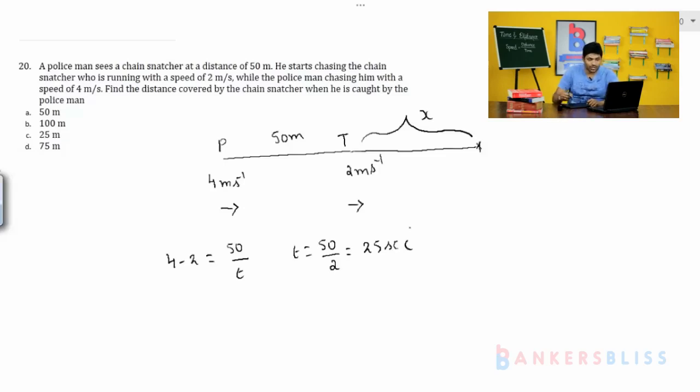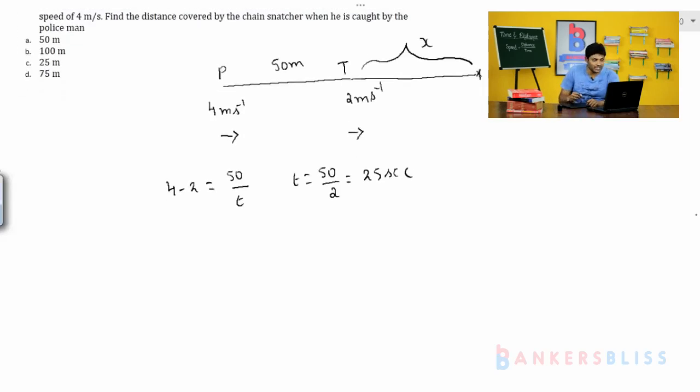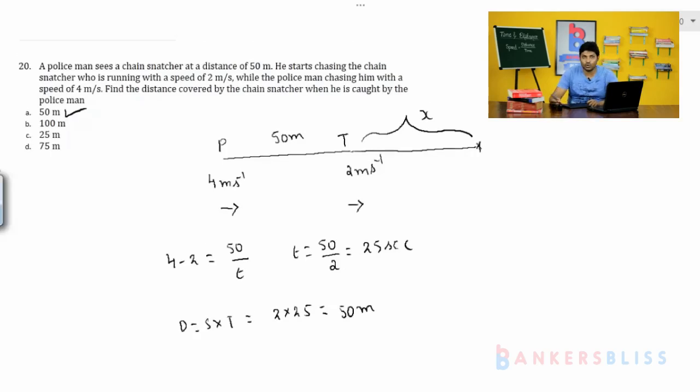Okay. So, now see here, how much distance has the thief travelled? Distance is equal to speed into time, which is equal to 2 into 25, which is equal to 50 meters. Option A is the right answer. See how simple the problem is. With the help of the relative speed, it is very easy for you people to solve this type of problem.